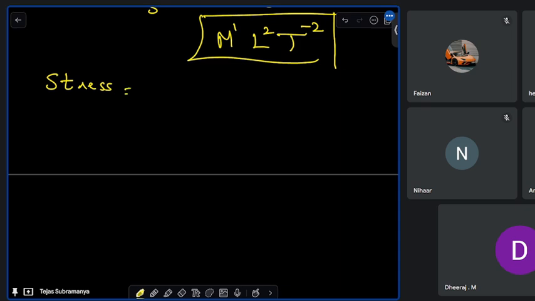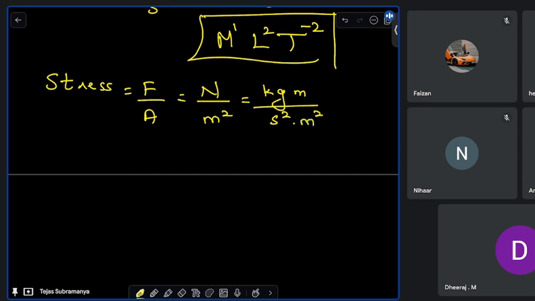Force by area, or force upon area. Thrust also it's called as. Okay. Now, again, this is the formula of it. Force is given by Newton. Area is given by meter square. Newton, you're not comfortable, but you know the alternate: kg meter per second square. And meter square was there already. M square and M gets cancelled. What remains? Kg divided by S square dot M remains.